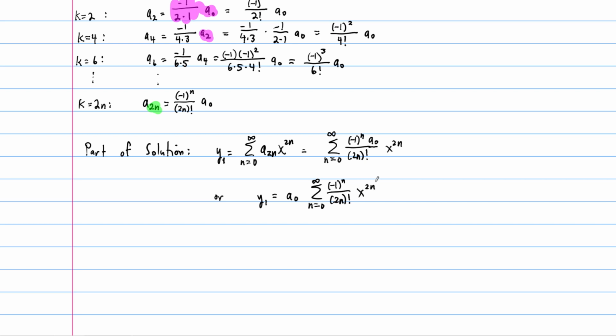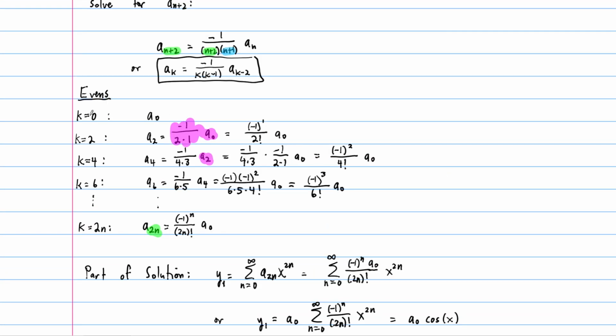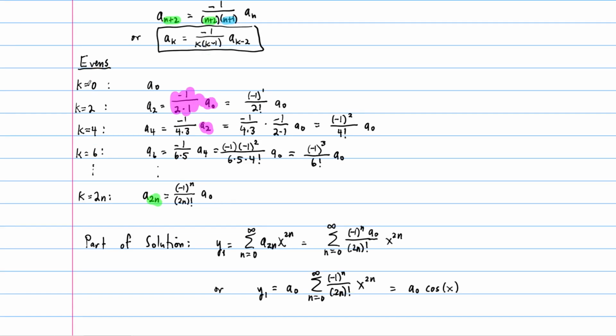Okay? And this is a power series, and hopefully you recognize what power series this is, right? What power series is this? Yeah, this is the power series for cosine, right? So just by working out our power series method here, we found that one of our solutions is a0 times cosine of x, right? I'm not going to work through all the details of the odds because it's exactly the same process, except you start with k equals 1 and you plug into this same formula.